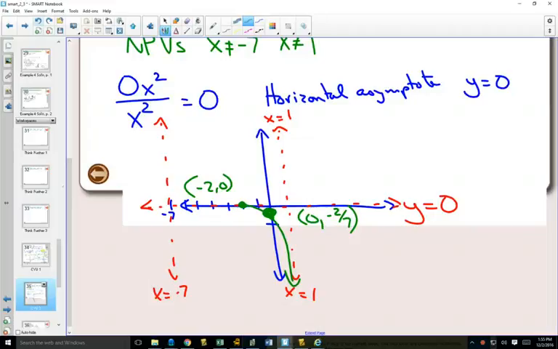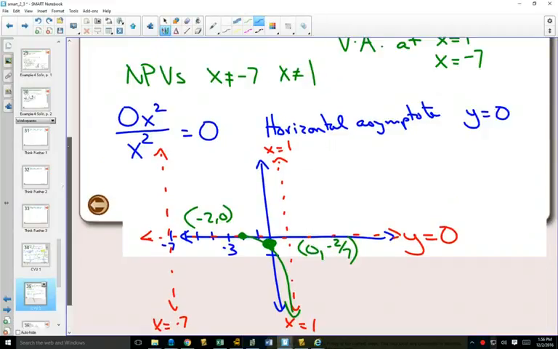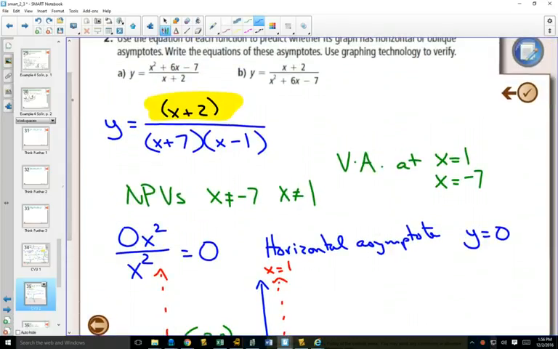What we have to do is plug in a few more numbers. So if I plug in -3, I'm going to find out what I get. So here's my equation. If I plug in -3, on the top I'm going to get -1. And on the bottom, I have 4 times a -4, so -1 over -16, which is equal to 1 over 16. Are you okay with that?